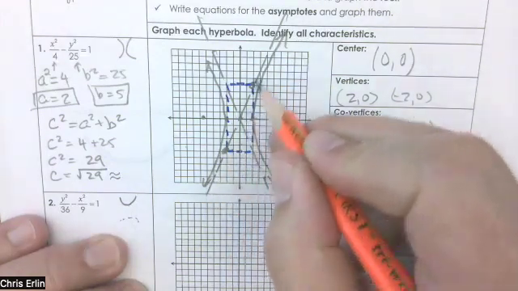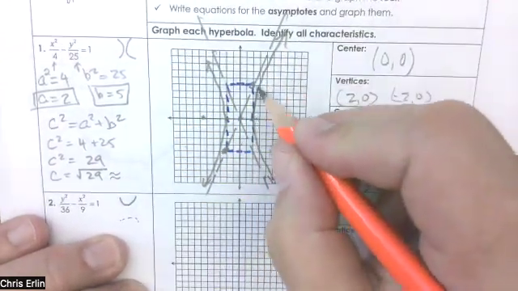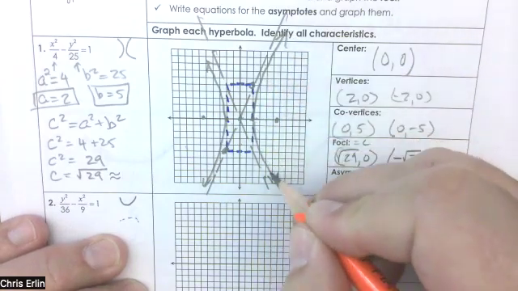And I'm just going to use my asymptotes here. I come from this vertex out along the asymptote. It's a really rough sketch.